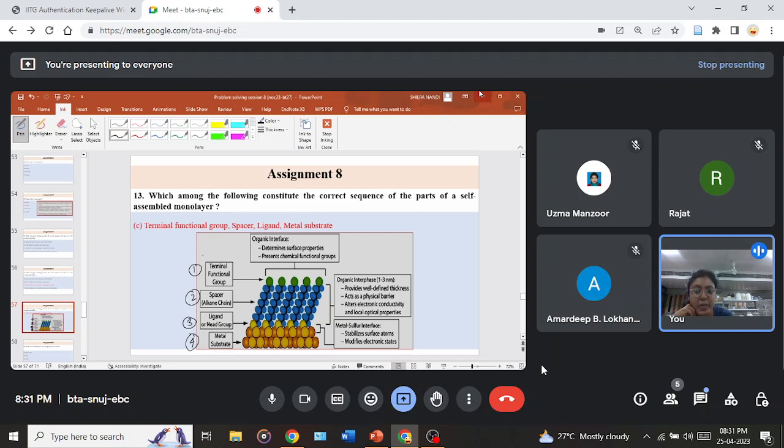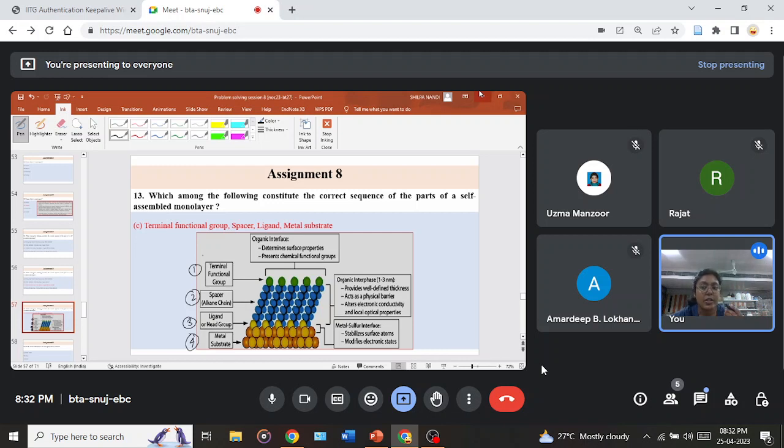And lastly, we have the metal substrate. So the metal sulfur interface: as you can see, in this case the ligand or head group is denoted as sulfur. The metal sulfur interface helps in stabilizing the surface atoms, as well as modifying the electronic states. So you must not just remember the parts or the correct sequence of the parts of these SAMs, but also try to remember the functions or properties of these parts, right?